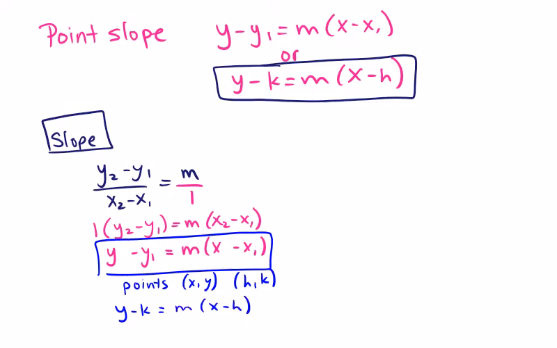This formula is used often in calculus, so we really want to make sure that you know where those values are coming from. Okay, so now let's do an example. I want to write the equation between negative 5, 1 and negative 3, 9. So we still have to find the slope first.